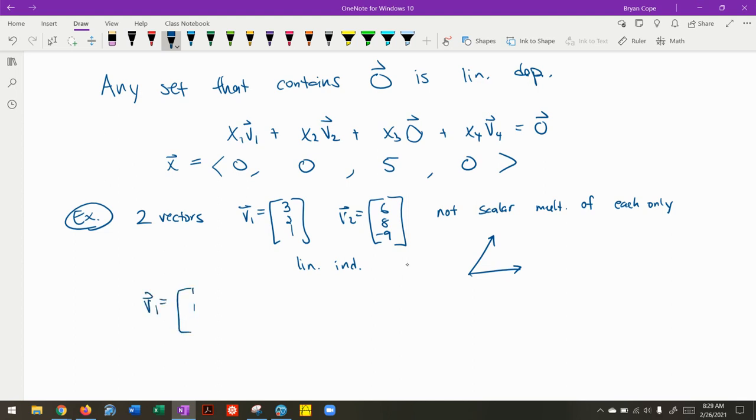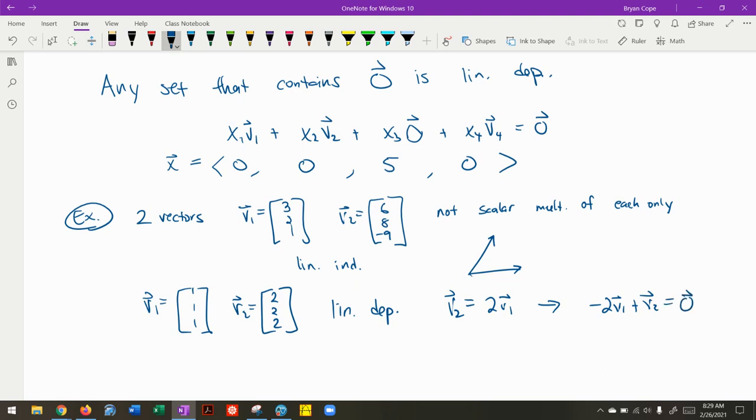The set that contains (1, 1, 1) and (2, 2, 2), if those are the 2 vectors, is linearly dependent because we can write a linear dependence relation, right? v2 = 2 v1, which could be written as -2 v1 + v2 = the 0 vector. And of course, that's a non-trivial solution to Ax = 0. So the formal theorem is that a set of two vectors is linearly dependent if at least one of the vectors is a multiple of the other. The set is linearly independent if and only if neither of the vectors is a multiple of the other.